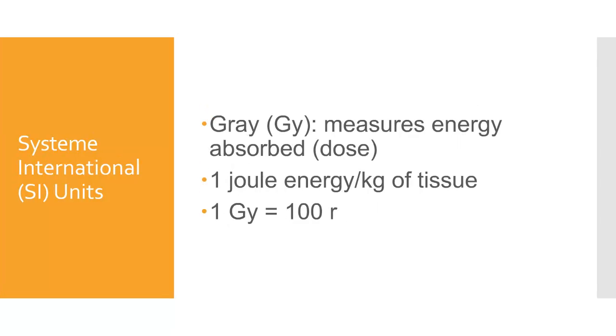Dose is measured in gray, abbreviated capital G lowercase y. As with rads, grays measure the energy in tissue, or the absorbed dose. 1 gray is defined as 1 joule of energy per kilogram of tissue. 1 gray equals 100 rads.